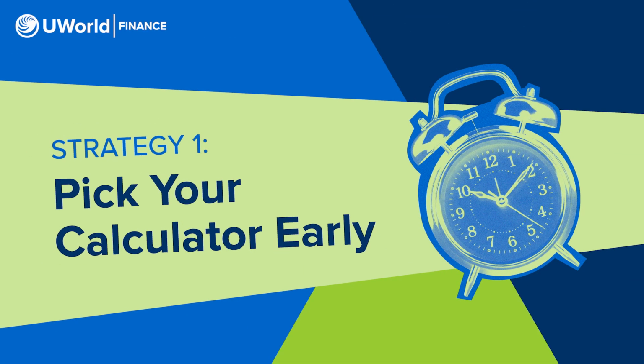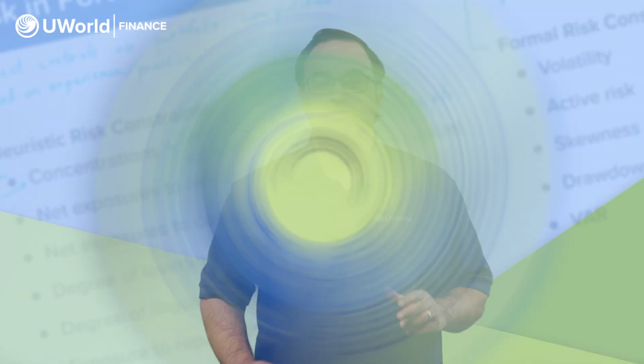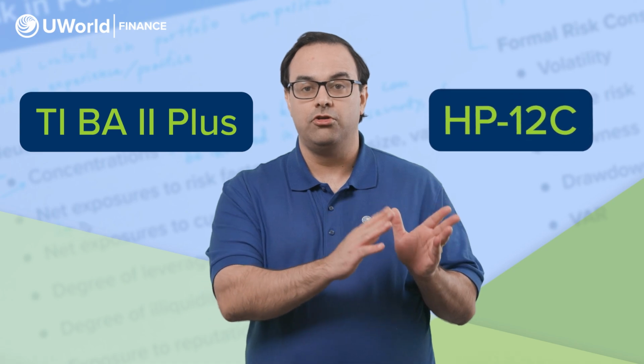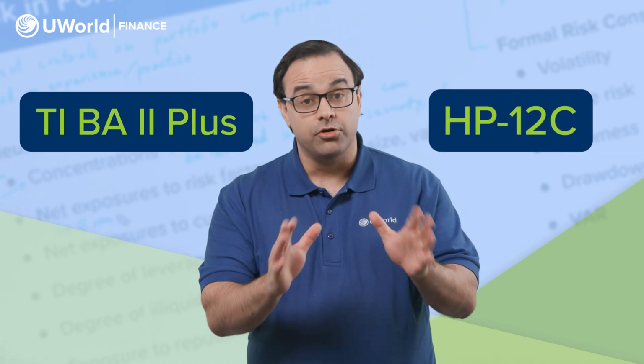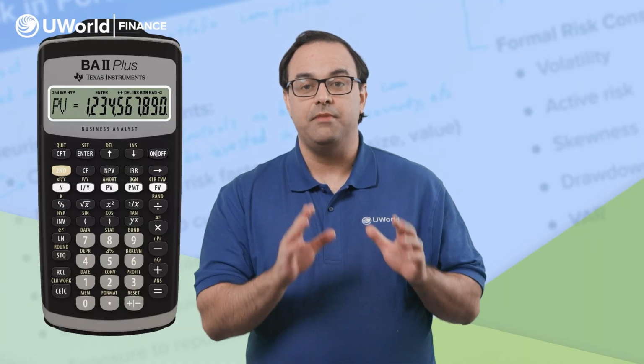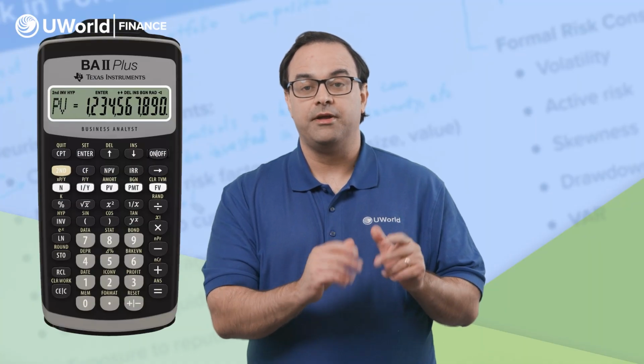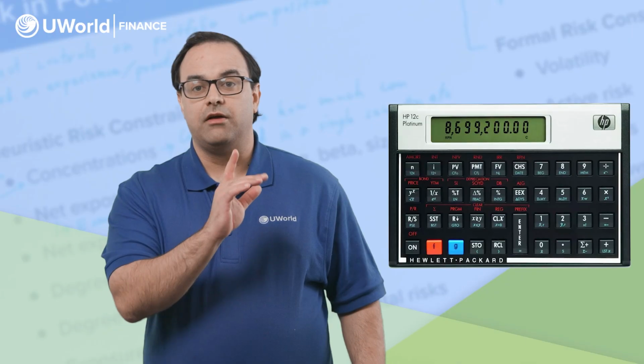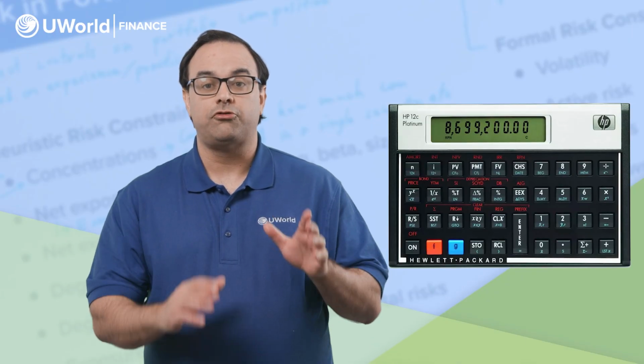Strategy 1. Pick your calculator early. You can use either the Texas Instruments BA II Plus or the Hewlett-Packard 12C. Both were approved, but they work very differently. The BA II Plus is menu-driven and user-friendly, great for beginners. The HP12C uses reverse Polish notation, which can be faster for seasoned users, but it can feel like mental gymnastics if you're new to it. Choose early, stick with it, and practice.